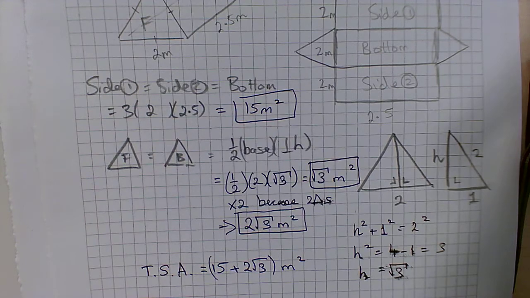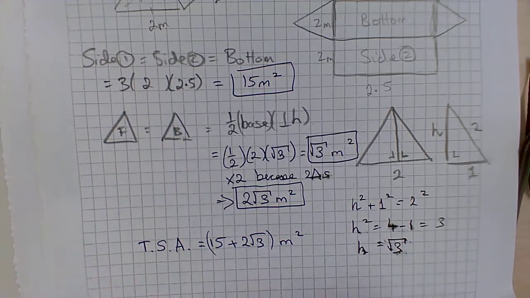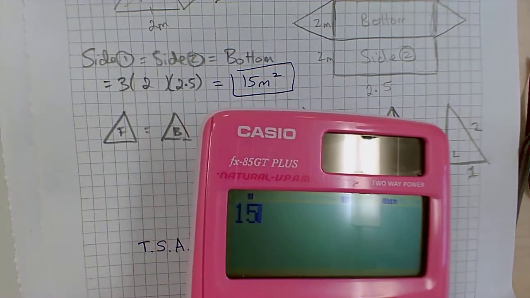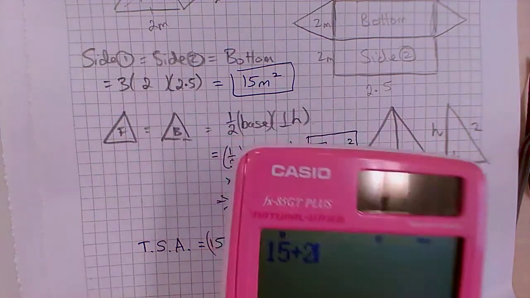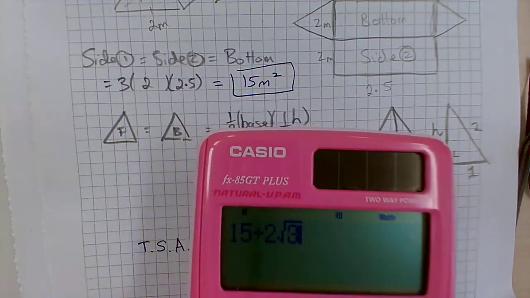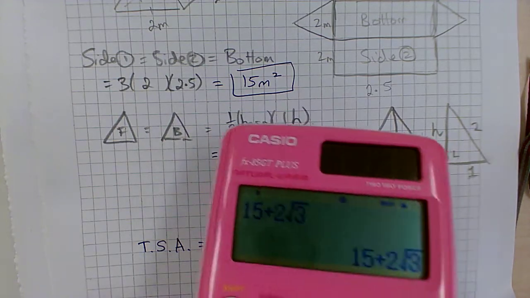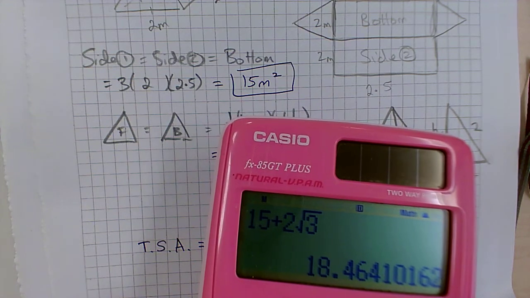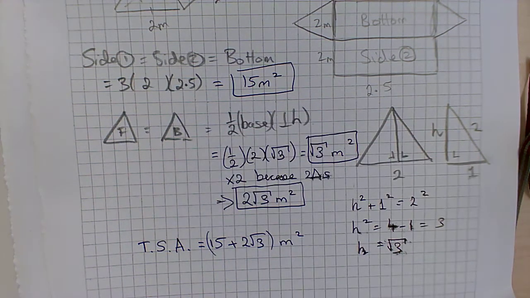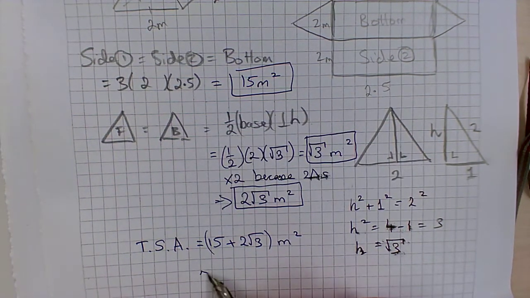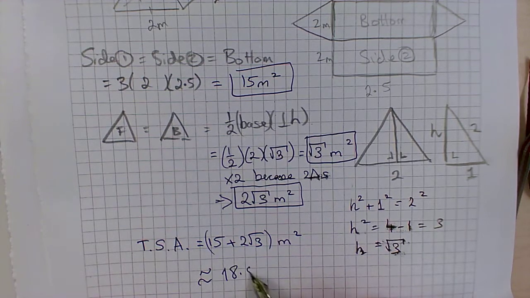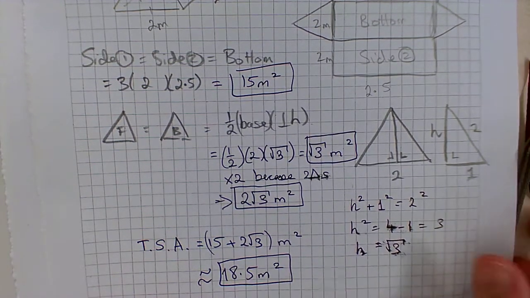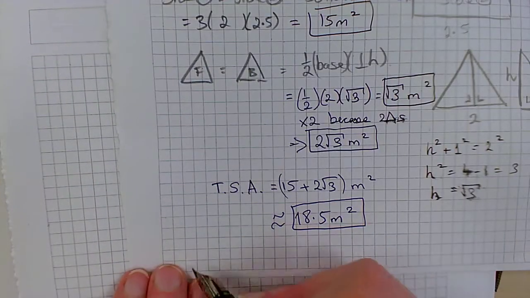So we do have to change this to a decimal. And I just do prefer to do this at the end because then you don't have any rounding errors. But if you substituted a decimal earlier than this, that's fine as well. So put that into my calculator, press my change button, and I get 18.5 meters squared to one decimal place. 18.5 meters squared.